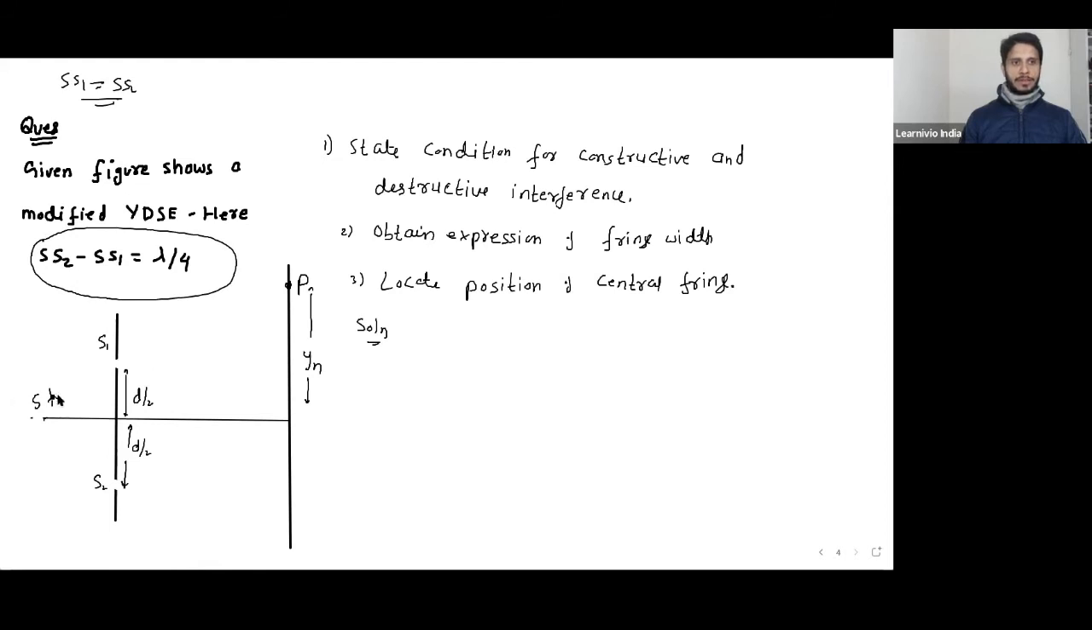So for this, let's take a wave which starts from this point S and reaches point P. The distance that this wave is traveling is SS1 plus S1P. This is the distance that this wave travels. Now the other wave that will reach point P through this slit S2 will travel this distance, SS2 plus S2P.